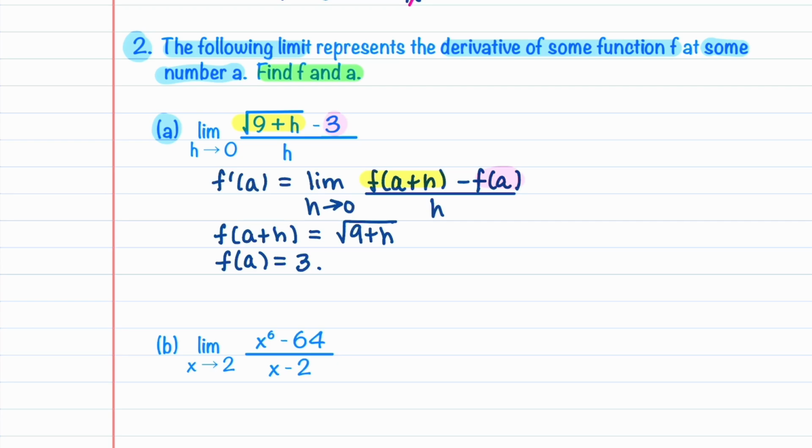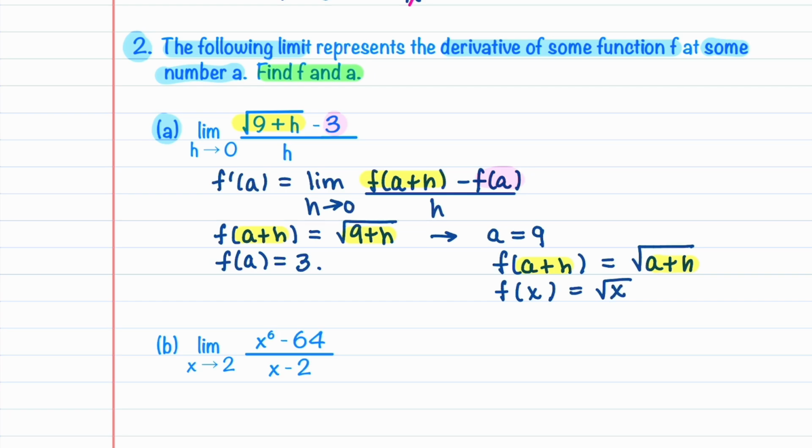With this information, we can find out what f and a are equal to. A plus h is equal to 9 plus h. So this tells us that a is equal to 9, and then f at a plus h is equal to the square root of a plus h. We want to know what f of x is. To find f of x, wherever we see an a plus h, we're going to substitute in x. So f of x is just the square root of x.